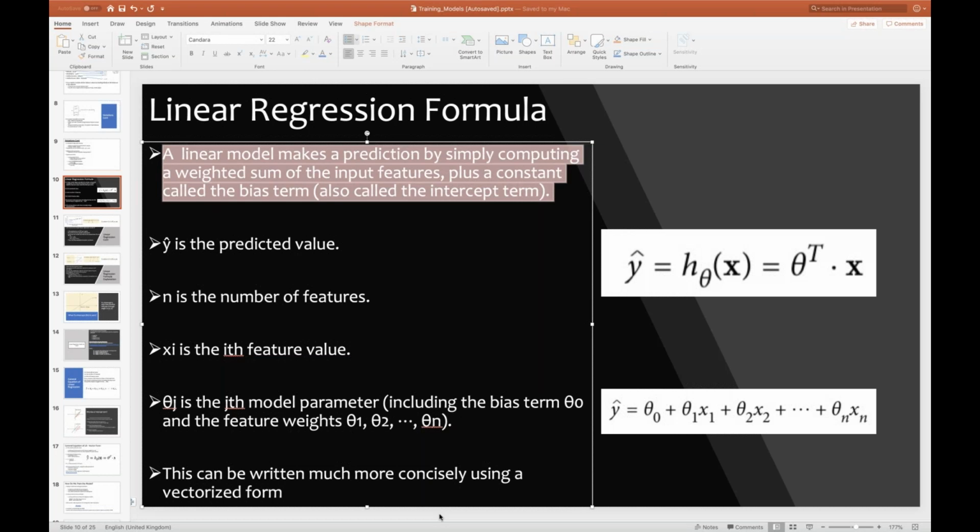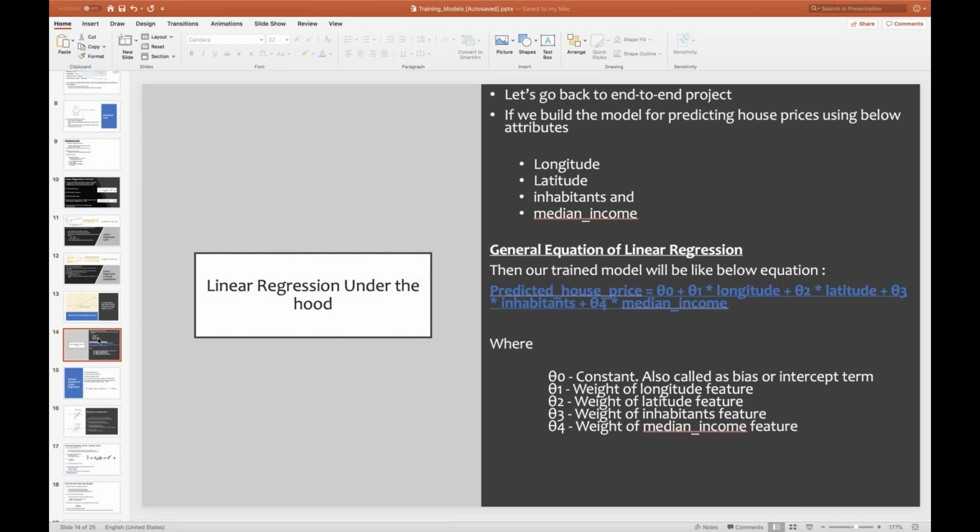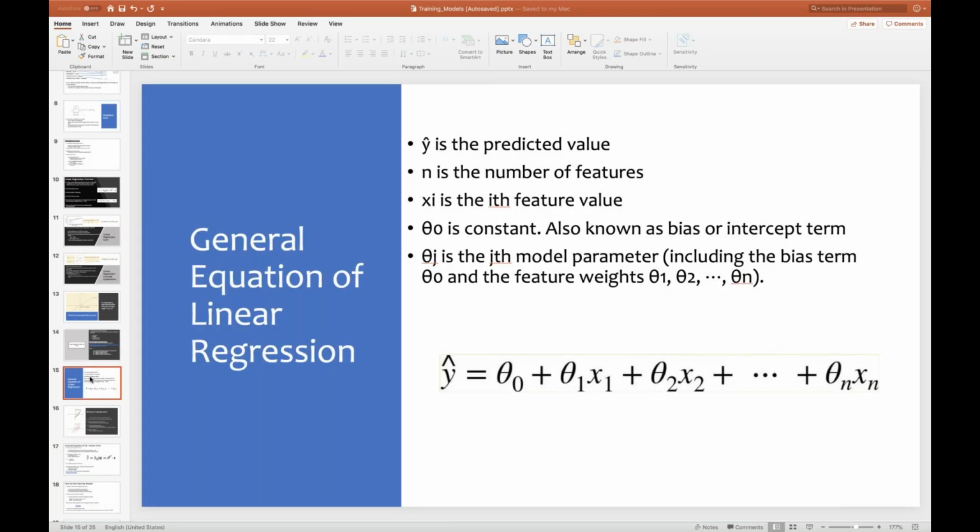So this is what it is. You now understand the linear regression formula clearly up to this point. You understood the constant term, you got the weights, and you got the features.